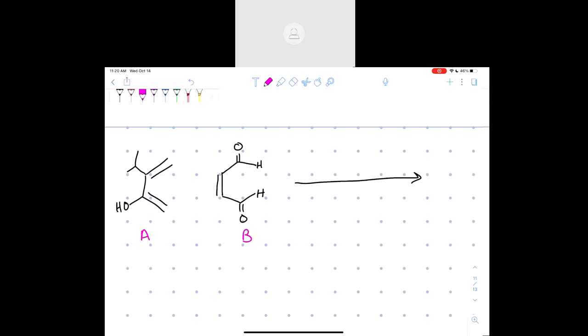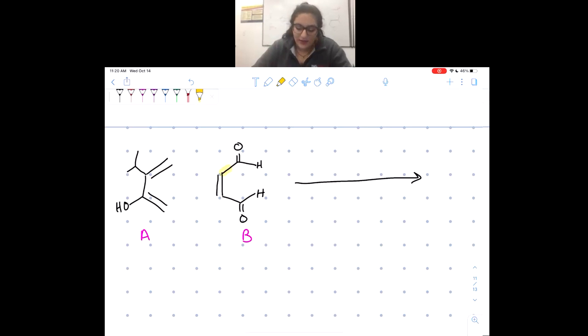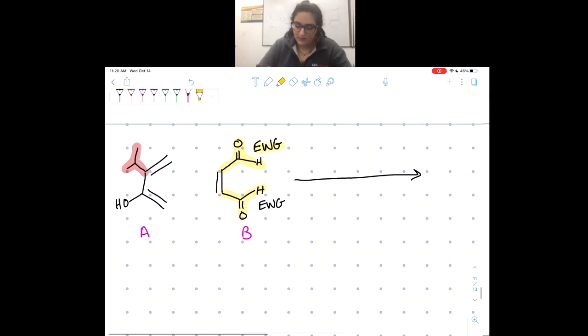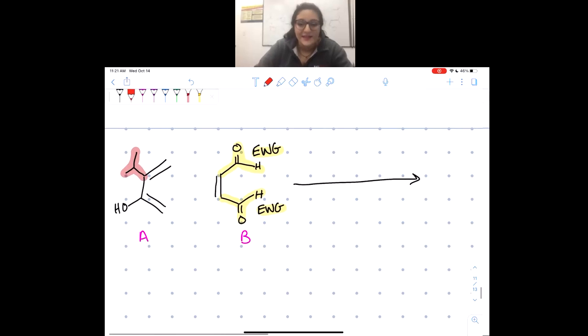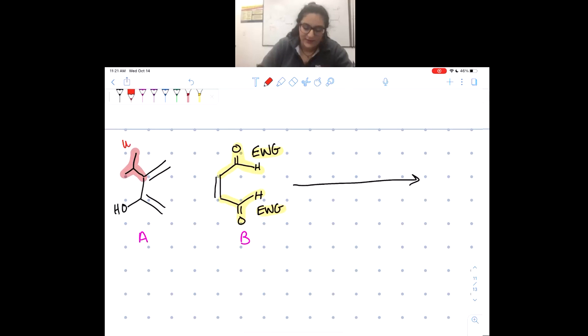Someone in the chat said electron withdrawing groups. Exactly, that's a big thing I wanted. So we know that this is an electron withdrawing group, and so is this one. What is this R group considered? An electron donating group. Exactly. This is a weak electron donating group. So I'm going to do a W electron donating group. And W just means weak.